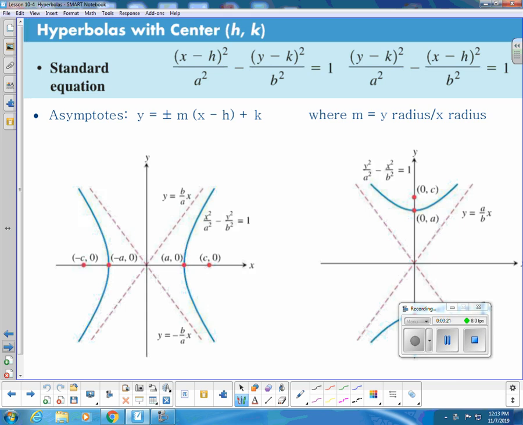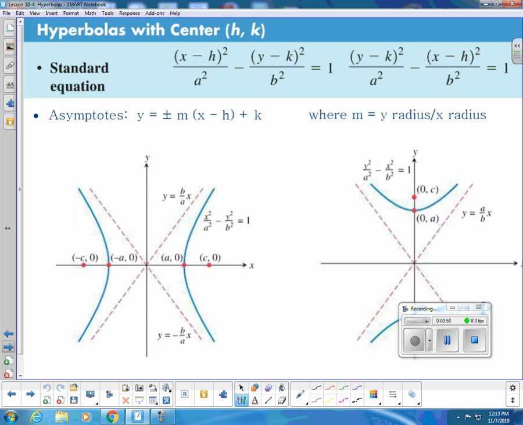Under the x is an a squared. Under the y is a b squared in the first one. And they switch in the second one. Notice the second equation, y squared is first. The a squared in hyperbolas is always first. It is not necessarily the biggest. Ellipses, it has to be the biggest. In hyperbola, it's just first. It's not always the biggest number now. Okay, the a squared is just first.